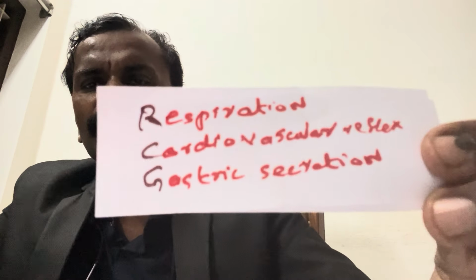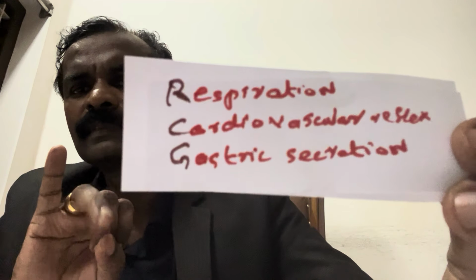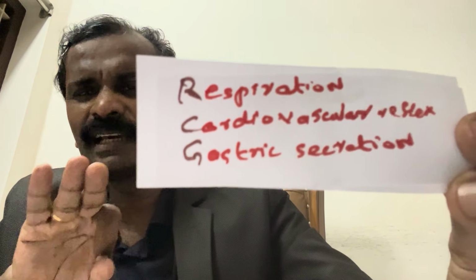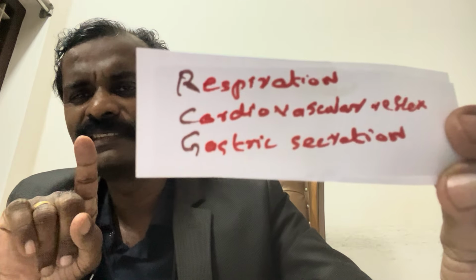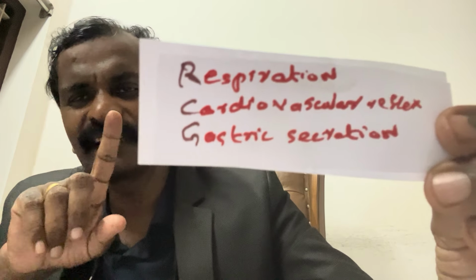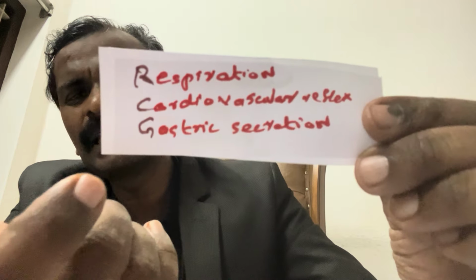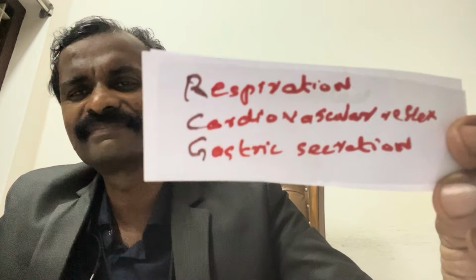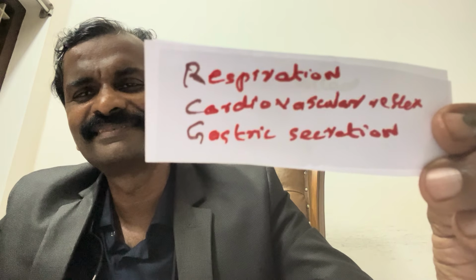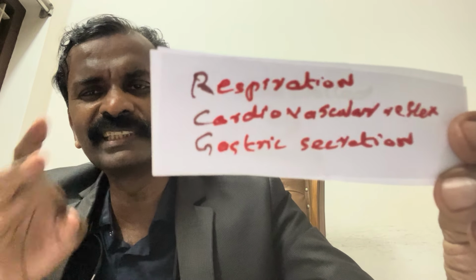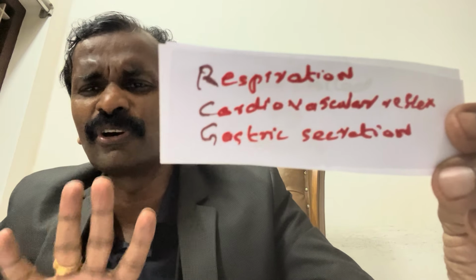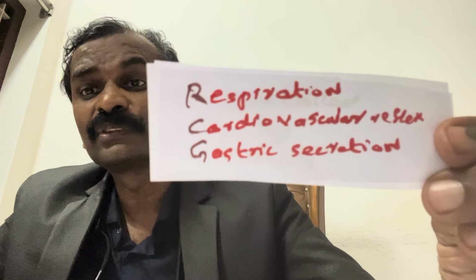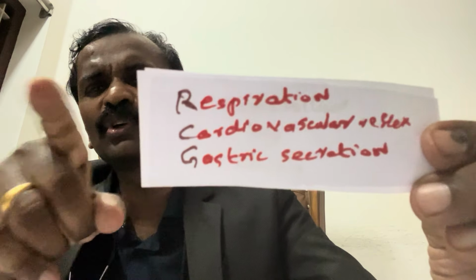So read these three thoroughly: respiration, cardiovascular reflex, and gastric secretion. They will ask it as one choice, they can ask in true or false, they can ask in match the following, and they can keep one more choice asking which is a false statement. A NEET student should know the questions because they give 4 answers there. Answers are plenty, only one question will be there. So you should be thorough with the question.